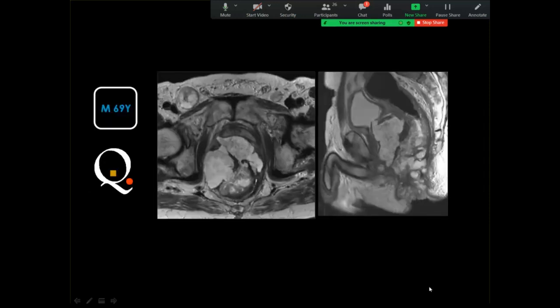This is a male patient, 69 years old, with rectal bleeding.